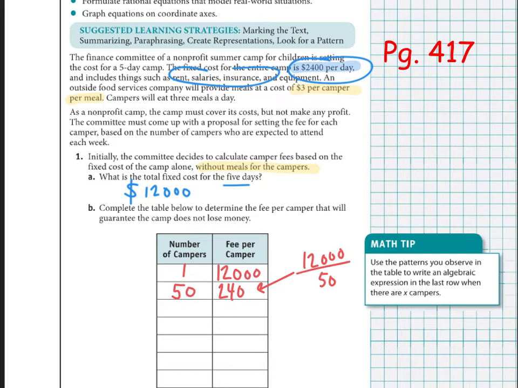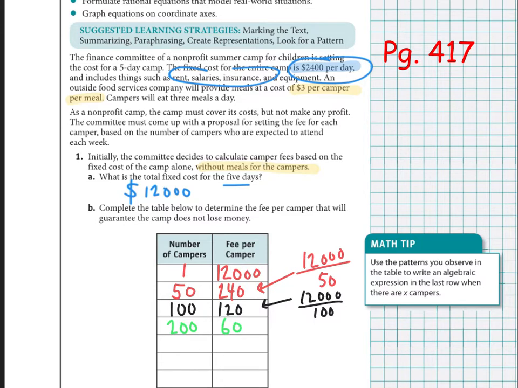Now, if we had, let's say, 100 campers, to get the cost per camper, again, we would take the full $12,000 divided by 100 campers, and that should end up being $120 each. So as the number of campers is increasing, we can see that the fee per camper is decreasing, which should make sense, right? You have more people splitting the cost. What if there was, say, 200? I could take the $12,000 divided by 200, and that would be $60 per camper.